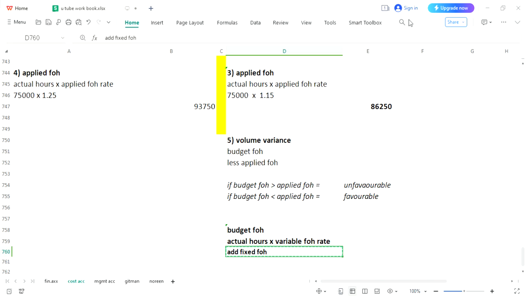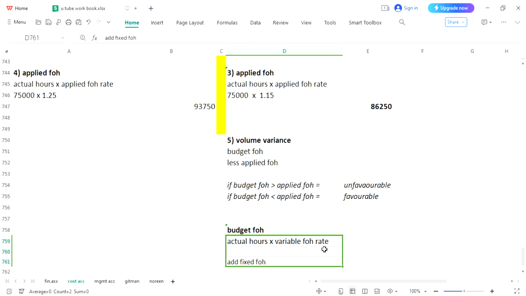Let it be off. Fixed FH. What we are doing, we are calculating budget FH. Why? Because we do need to calculate volume variance, for which budget FH should be present.